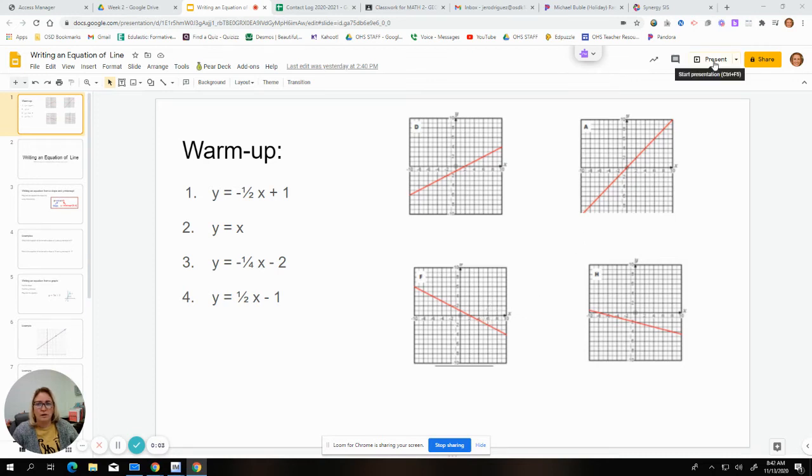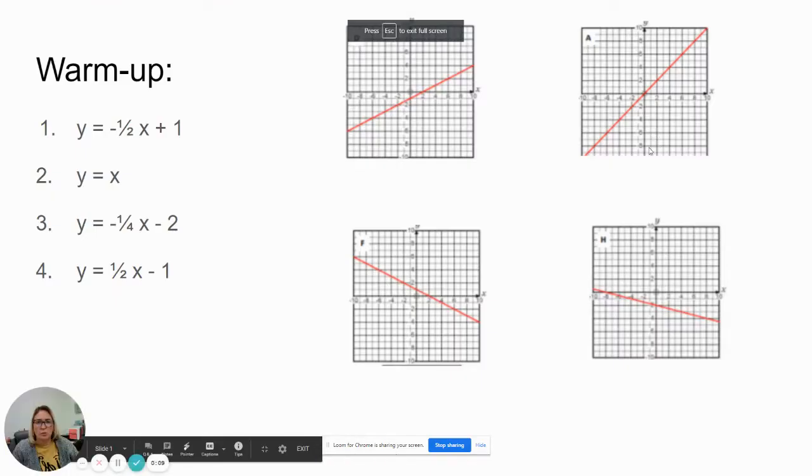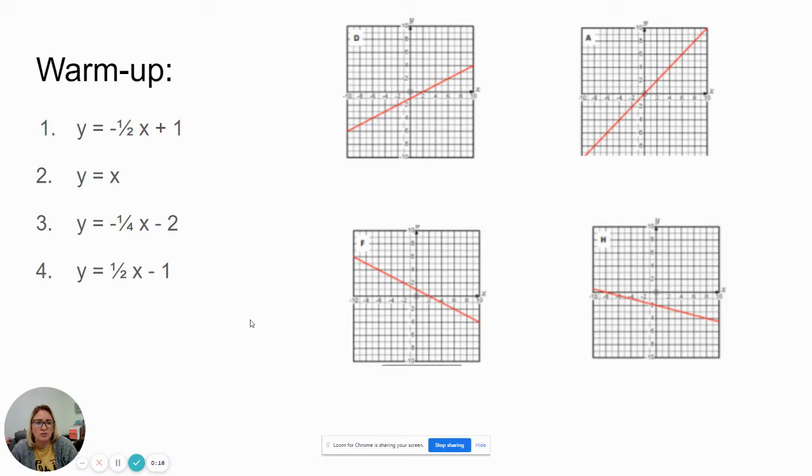Today we are going to do another, hopefully, review topic for you, but we are going to start with matching the graph to the correct equation to go over what we learned on Friday. So take a minute, match your graphs to your equation, and then we will keep moving on.